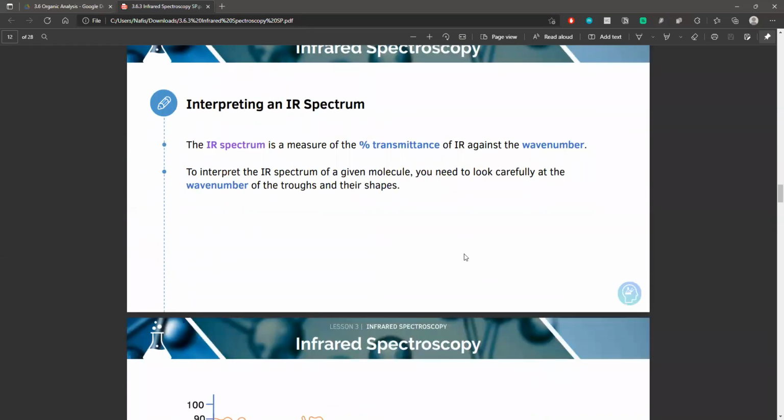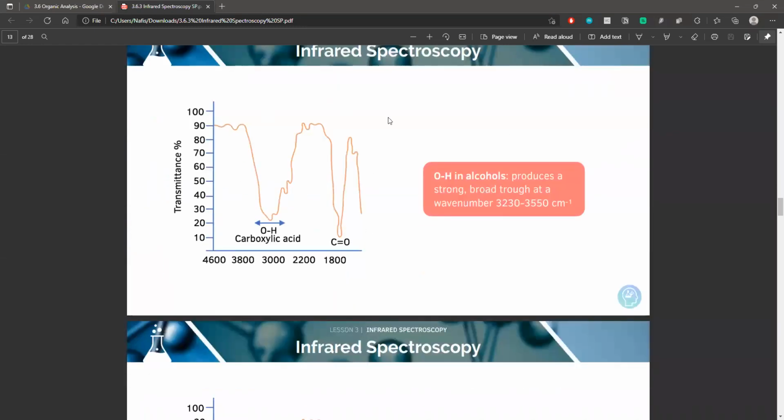Your basic job is to measure, look for the IR spectrum, look for these key regions of density, look at where they're located, and compare it to the data sheet.